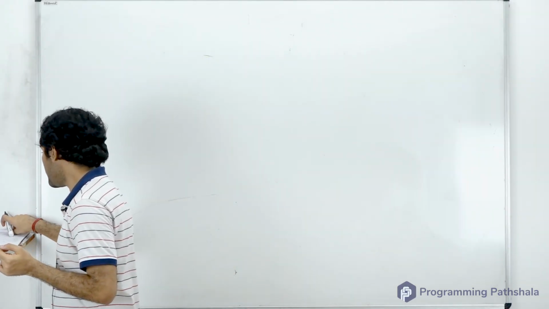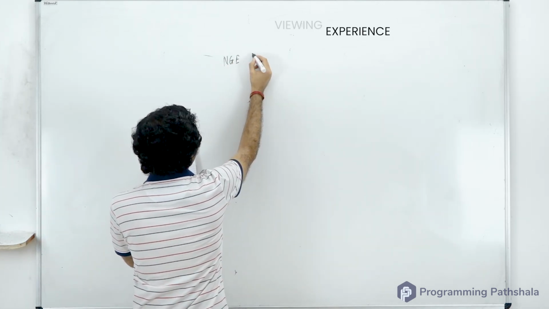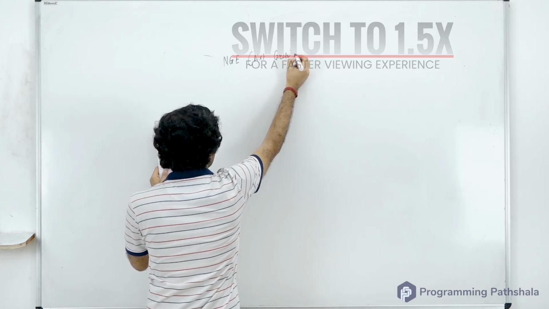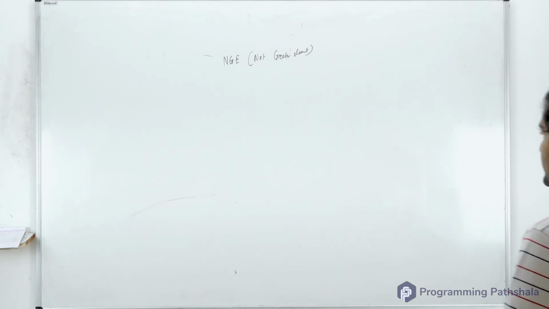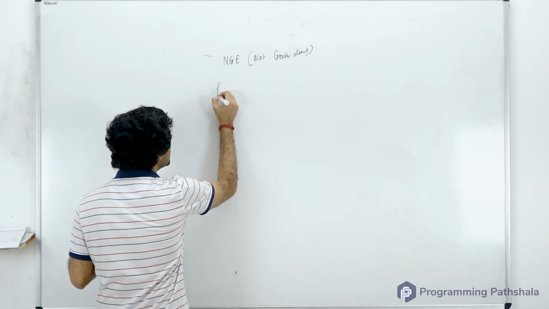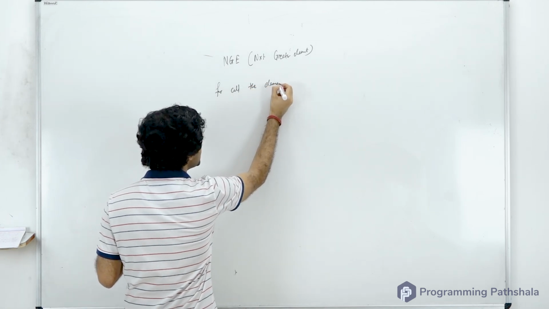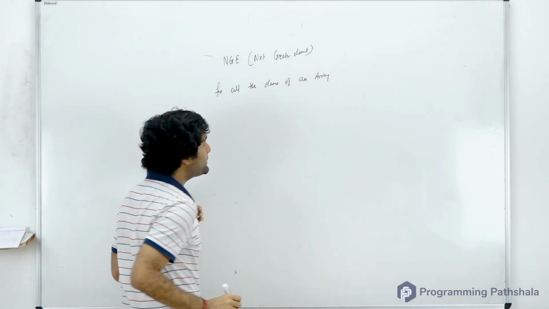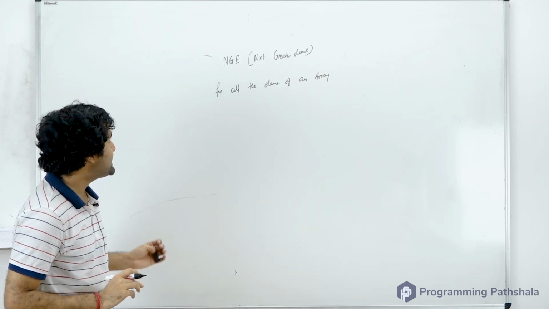So this is very popularly known as NGE, which is also called next greater element. Let us understand what it means. NGE is defined for all the elements of an array. Now, what exactly is NGE?